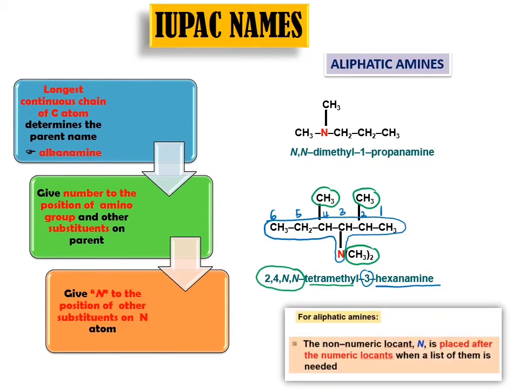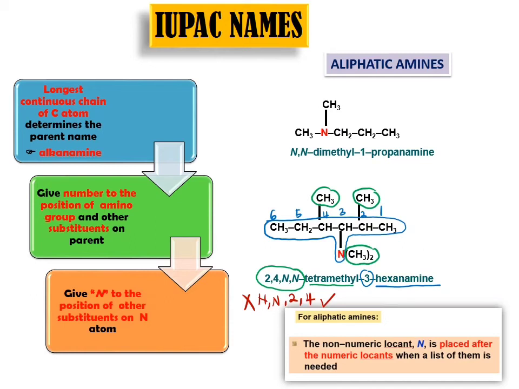Please take note. For aliphatic amine, the non-numeric locant ni refer kepada N, is placed after the numeric locant when a list of them is needed. Contoh dekat sini kan, dia kata kat sini kita ada 4 substituent yang sama. So kita letak nombor dulu 2, 4, NN. Bukannya NN 2, 4. Salah. Kalau awak letak NN 2, 4 salah. Okay, contohnya macam ni. N 2, 4. Ini salah. Okay, so yang ini nanti kita akan jumpa dalam aromatic amine.